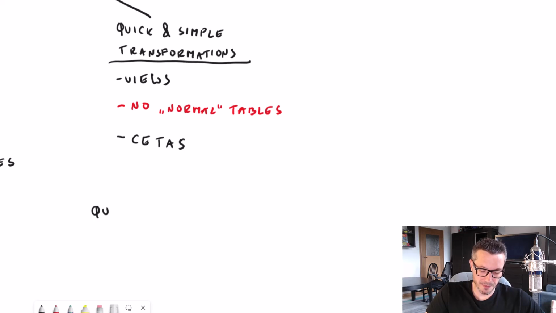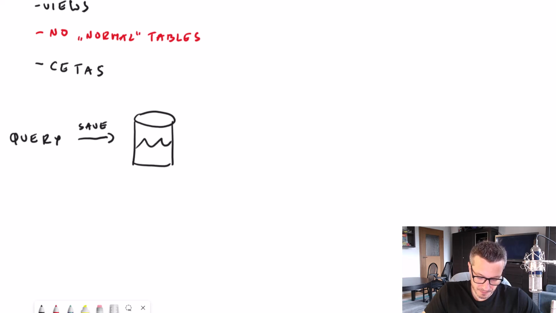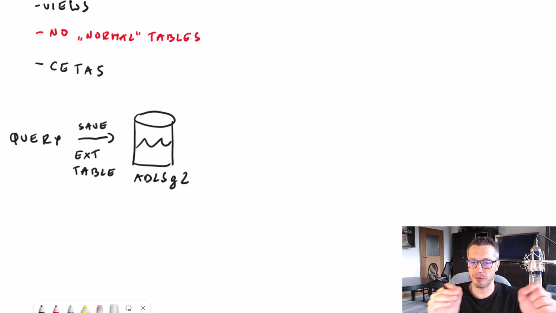So this CETAS, create external table as select, simply means something as follows. We've got some query inside our serverless SQL pool that we would like to save its results somewhere. And this somewhere, in our case, is a data lake. So that's the only place to persist the data, a data lake. And it would create an external table. Hence the name, create external table as select.